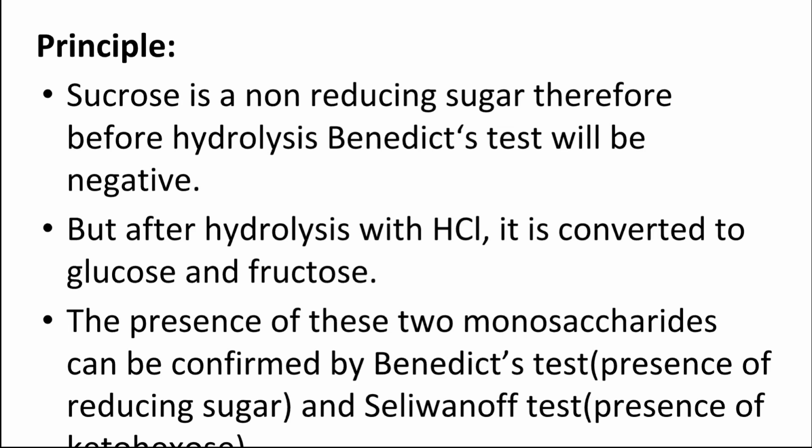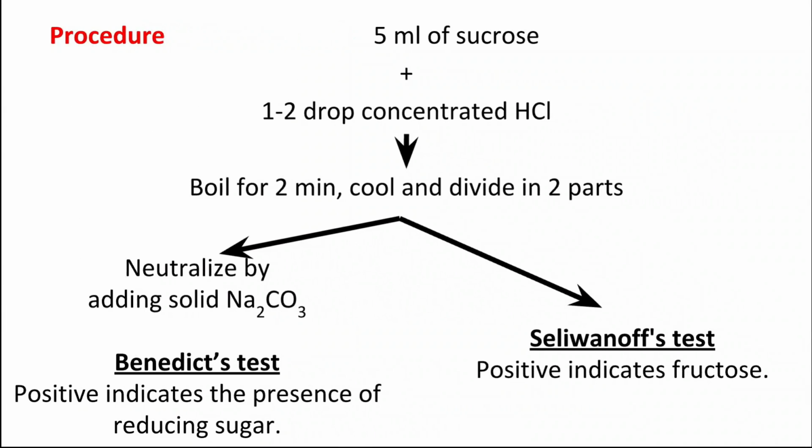So what is the procedure? We take 5 ml of sucrose plus 1 to 2 drops of concentrated HCl. We boil them for 2 minutes, cool it, and divide it into 2 parts. One part will be used for the Seliwanoff test. If it comes positive, it indicates fructose. The other part we neutralize with solid Na2CO3. The reason is that the Benedict test is done under alkaline condition. Then we perform the Benedict test, and it will come positive, which indicates the presence of reducing sugar. So this is how the test is done.